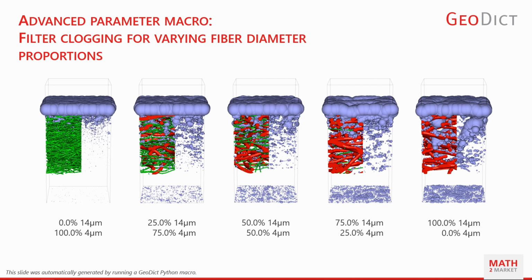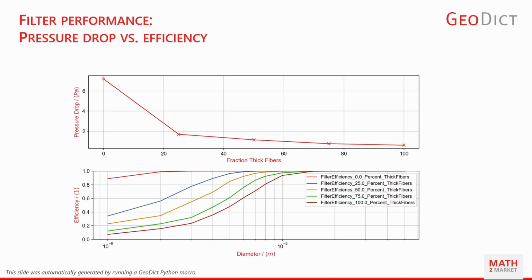The first part of the report generation was to save nice images of each structure and 2 plots that we will see on the next slide. And here we see the two plots that were generated with the macro. The first plot displays pressure drop versus the fraction of thick fibers. And we see the higher the percentage of the thick fibers, the lower the pressure drop. The second plot shows the filter efficiency versus the particle diameter.